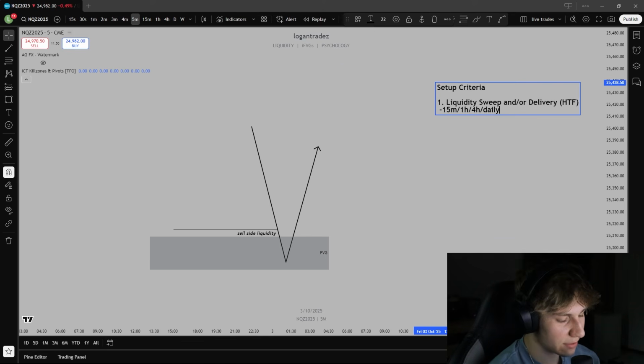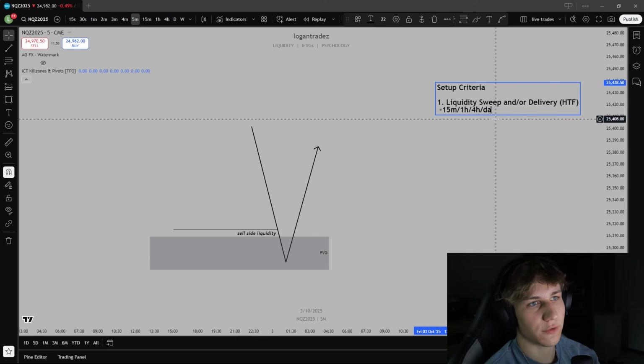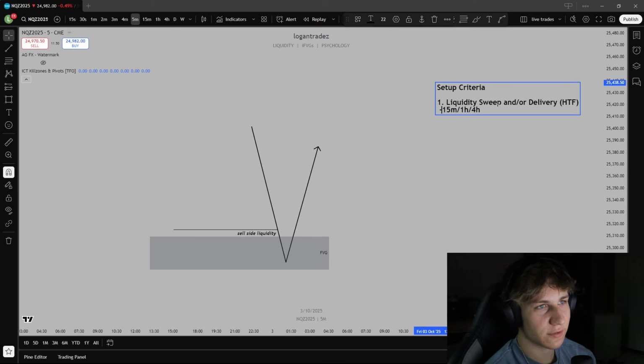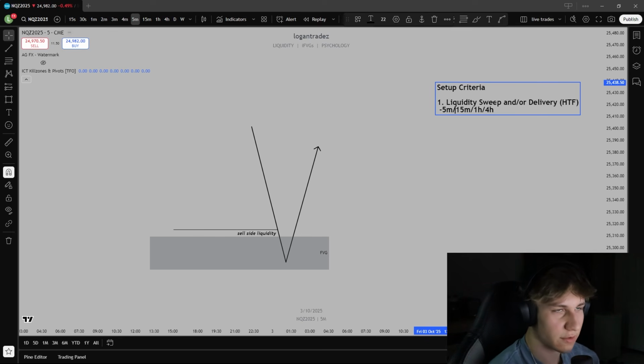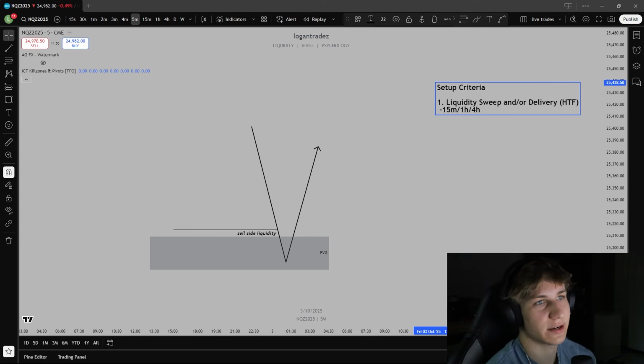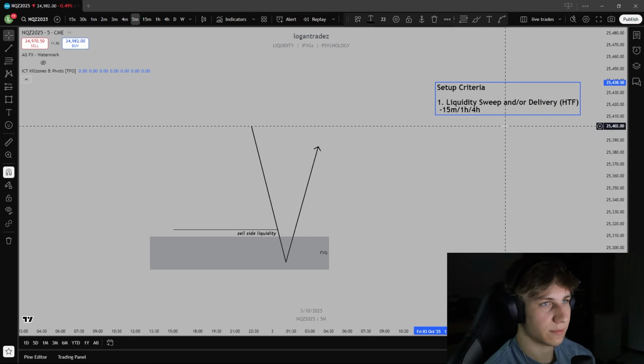Sometimes if we're delivering out of a daily gap, that's good. But for the most part, I want to leave it here. Sometimes you'll have delivery out of a 5-minute gap, right? Maybe you have a delivery out of a 5-minute, but I don't always consider that my higher time frame. These are my higher time frames.